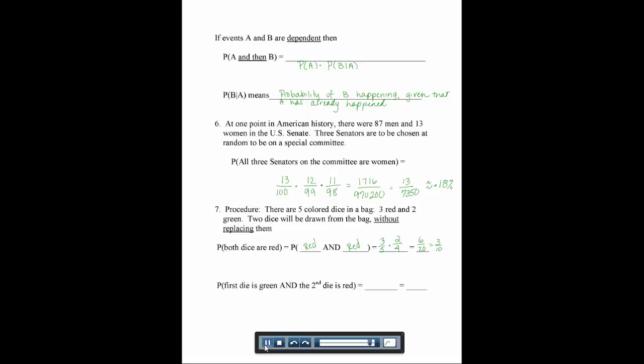Okay, and then we find the probability that the first dice is green. So the first dice being green will be 2 out of 5. And the second dice is red. Well, the first one is green, so we still have all 3 red in the bag. And now we only have 4 dice left in the bag. So again, we get 6 out of 20 or 3 out of 10. So when you're using the multiplication rule, it's really important to know if your situation is an independent situation or a dependent situation.